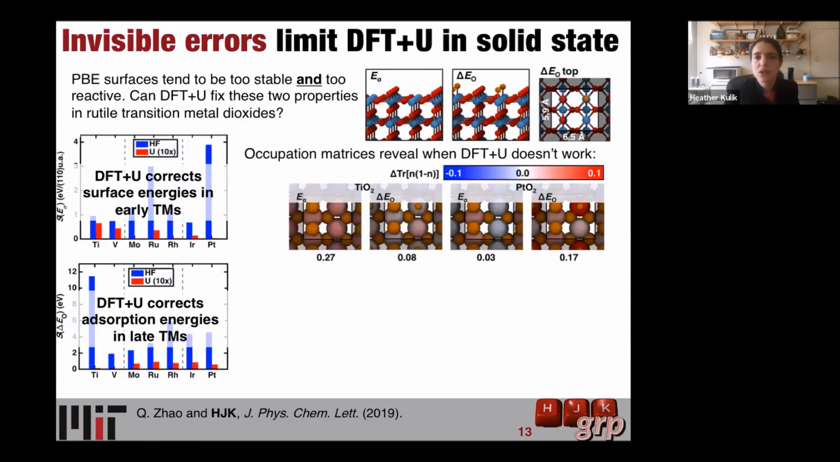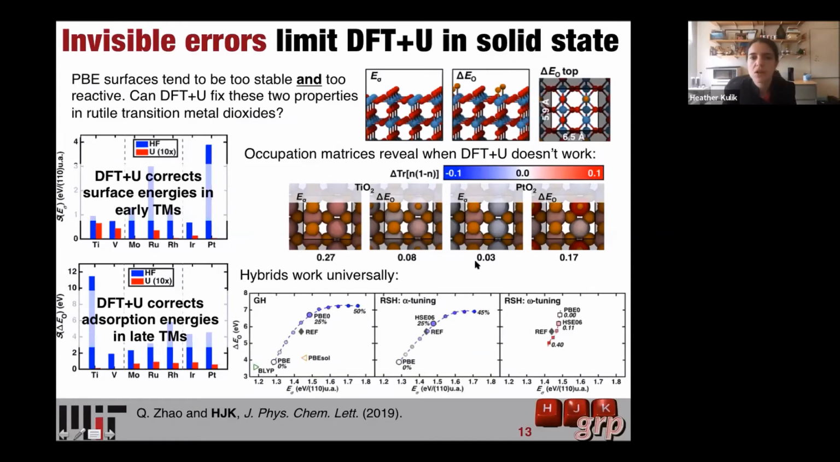And this turns out to occur because when you look at the occupation matrix differences between the bulk system and the surface system, or the adsorbate and without the adsorbate, for the early transition metals, the DFT+U with atomic occupations detects very well that you've gone from a bulk system to a surface. But it doesn't detect very well that an adsorbate is present. The adsorbate doesn't light up like we saw in the case of the platinum. But you can see for platinum over here, putting the adsorbate on that particular atom, the occupation matrix shifts a lot. Whereas for the surface, it shifts very little.